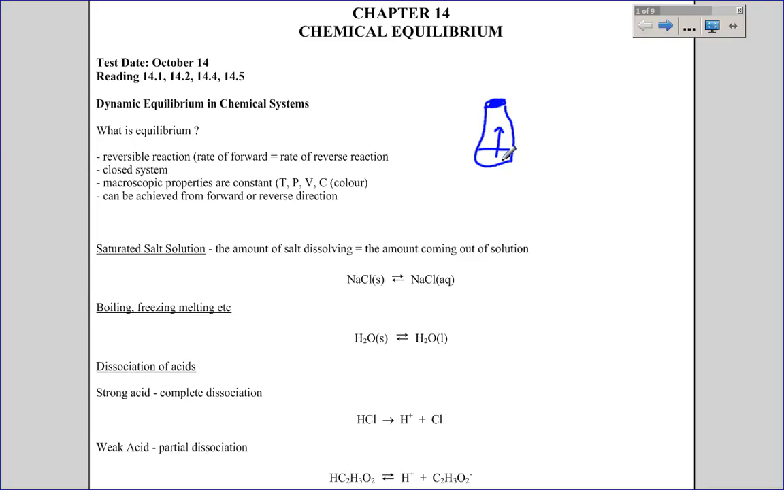That does not mean that evaporation has stopped. What it means is that the system is at equilibrium. Because while evaporation is happening, condensation is also happening.